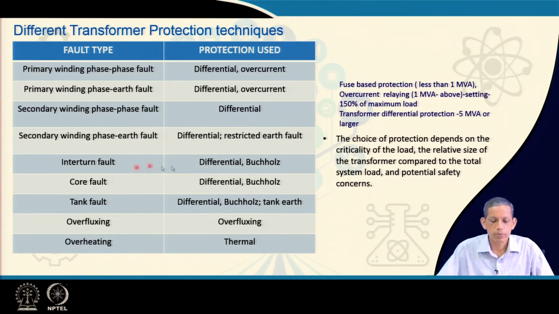Internal faults can be identified from the differential principle, and also the Buchholz relay, the mechanical form of relay. Core faults: differential and the same Buchholz relay. Tank fault: differential, Buchholz and tank earth detection. For overfluxing, we have an overfluxing arrangement in the relaying perspective, with different harmonic component estimation. Overheating is a thermal issue, so temperature sensing should be there for the protection perspective.